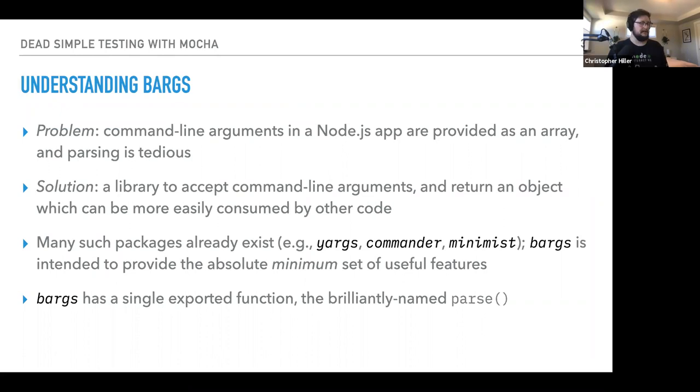And so bargs, let me talk a little bit more about bargs. This is the motivation for bargs. The command line arguments in a Node app are provided as an array, but parsing that array is tedious because you get all the dashes, you get all sorts of garbage, and you need to go in there and figure out which of those mean what, and maybe what you can ignore or not. A solution to this would be a library to accept command line arguments as an array and return an object which can be more easily understood.